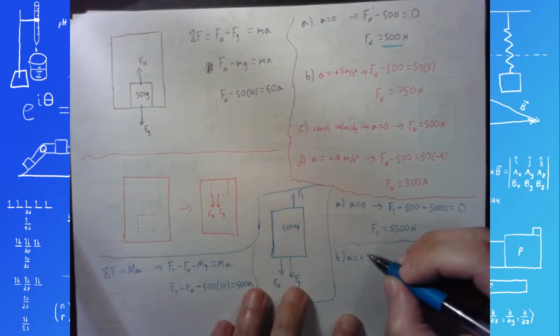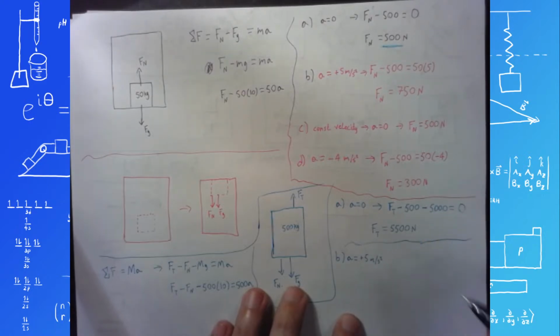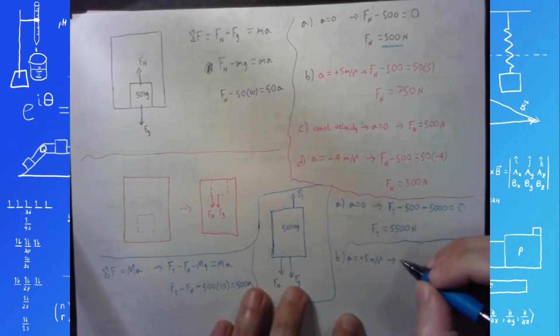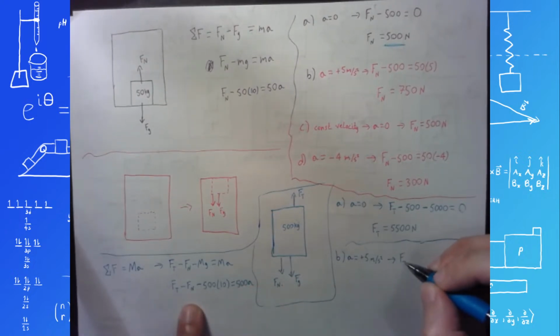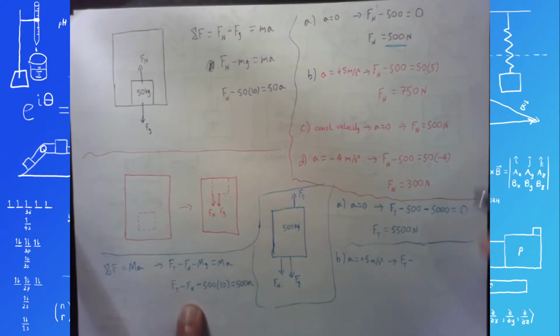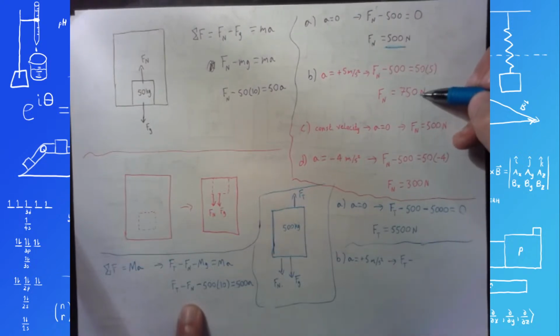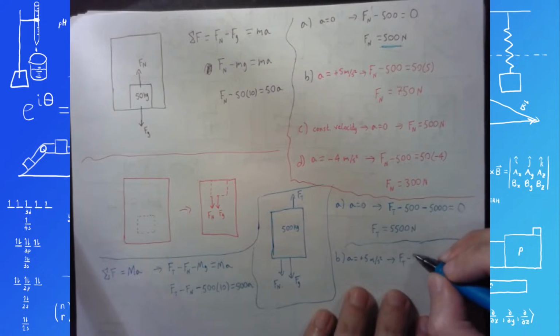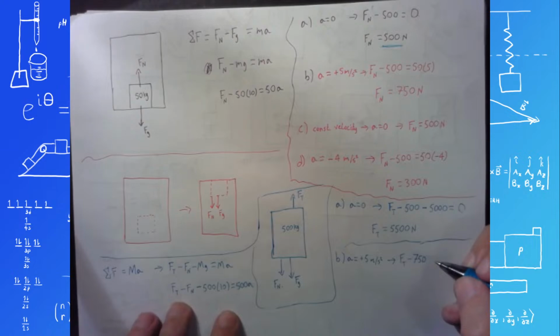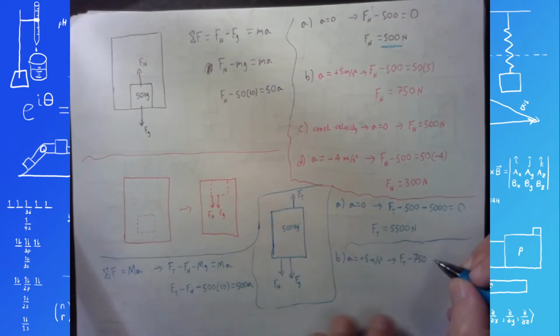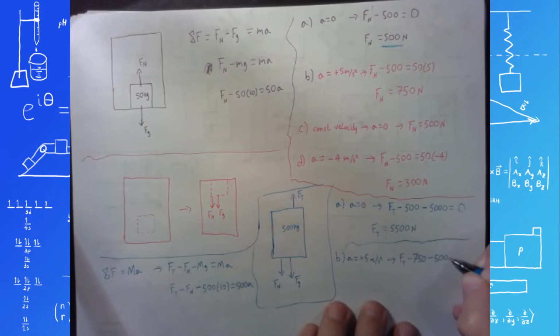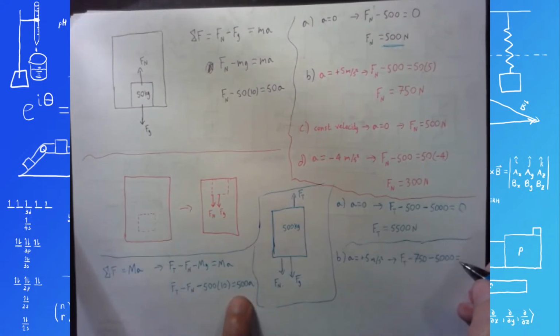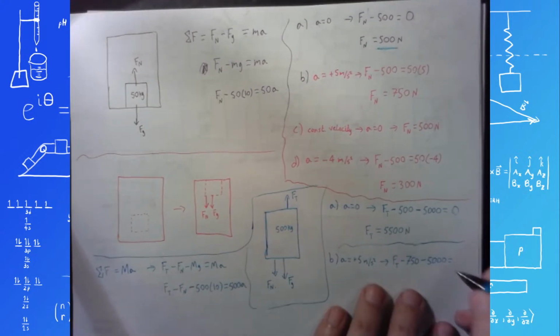Back to part B. Acceleration is positive 5 meters per second squared. That will give us, writing this equation, force of tension minus what was the normal force in the second scenario. In the second scenario, the normal force was 750. So if 750 newtons were exerted upward on the block, then 750 newtons were exerted downward on the elevator. Minus the 5,000 again equals 500 times positive 5.